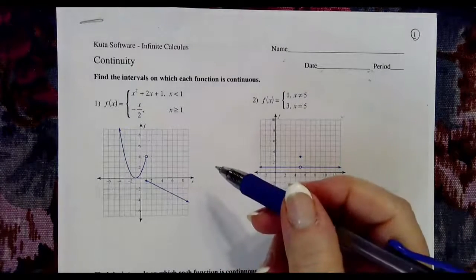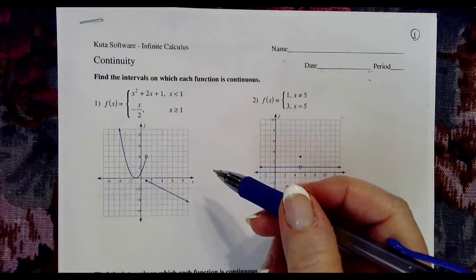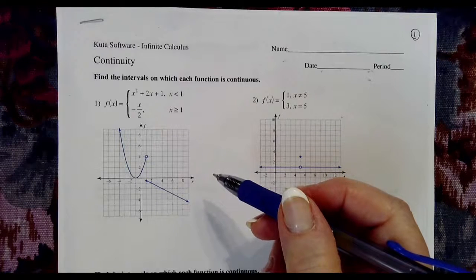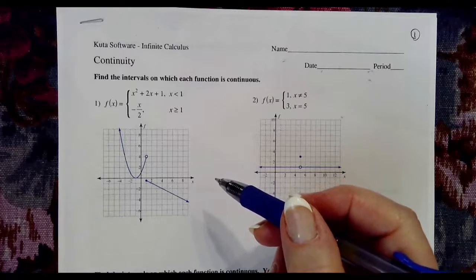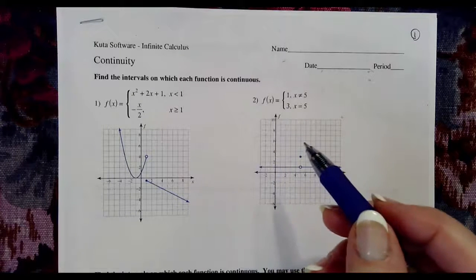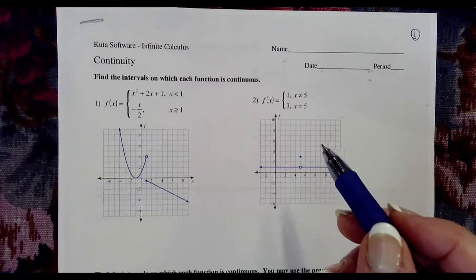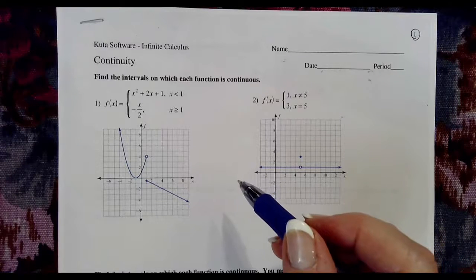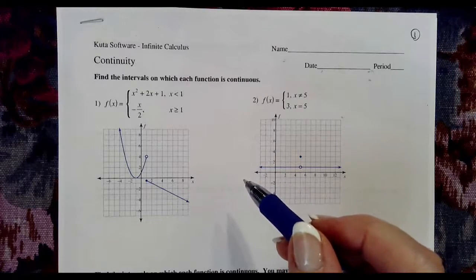Okay, today we're going to work on a Kuta Software continuity worksheet. It says find the intervals on which each function is continuous. So when we're looking at finding limits, we're looking for continuously smooth curves, no breaks or openings. On each of the graphs, we're going to tell the interval where it is continuous this time instead of discontinuous.